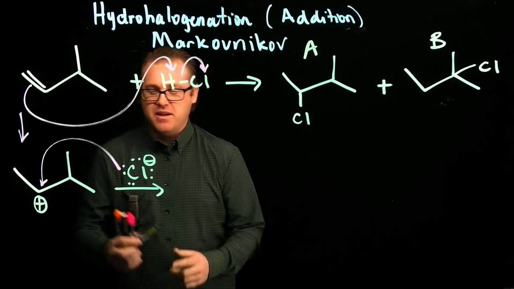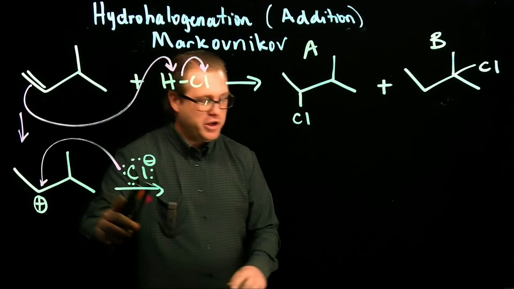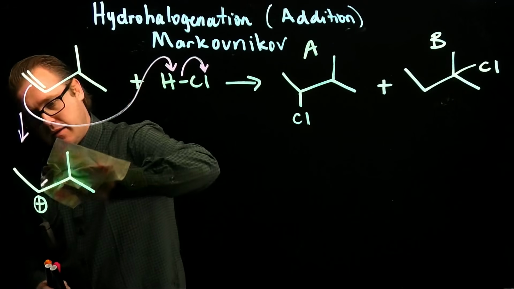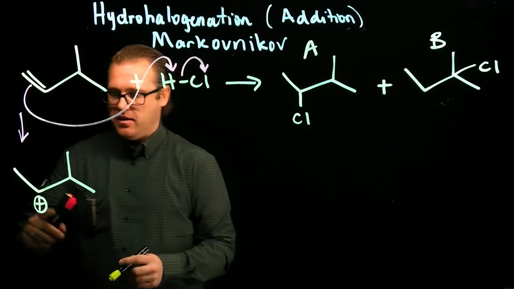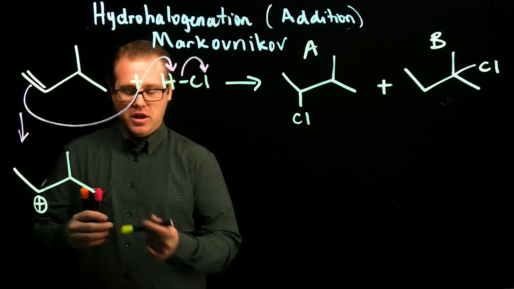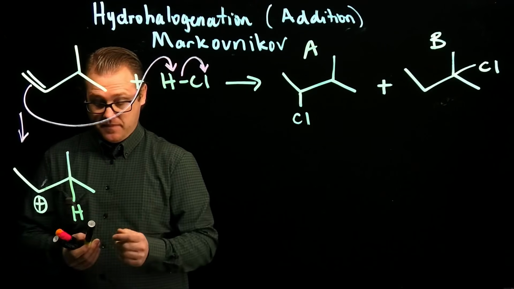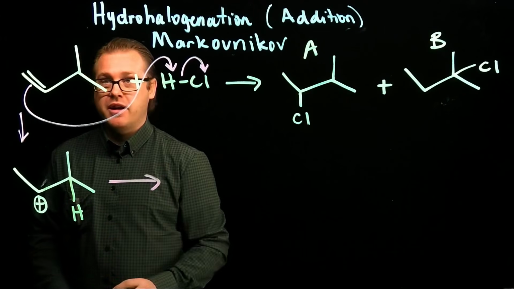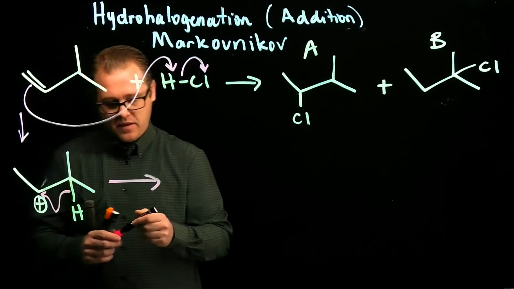But do you notice something super important to watch out for? When you get to this intermediate right here, what have I always said that you're supposed to do when you generate a carbocation? You always have to look for rearrangements. And so what do we have? We have a hydride shift. So that's going to come over like that.